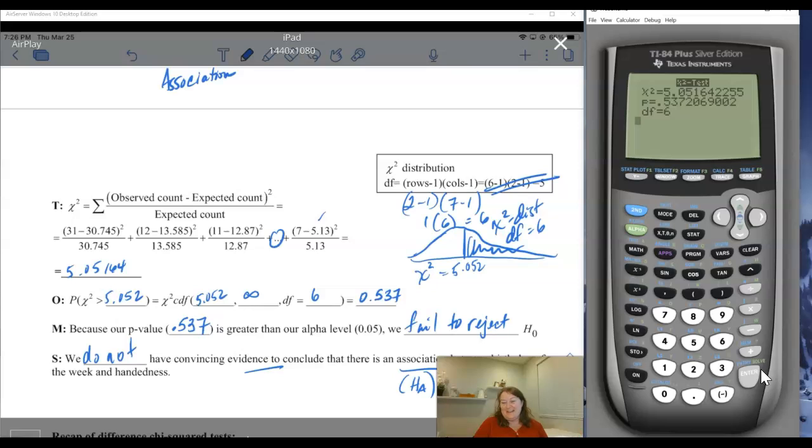No shocker, right? And it probably has nothing to do with what day of the week you were born and whether you're a right-handed or a left-handed person. Cool. So that's our last chi-squared test. That's it for chapter 11. It's just knowing those 3 types.